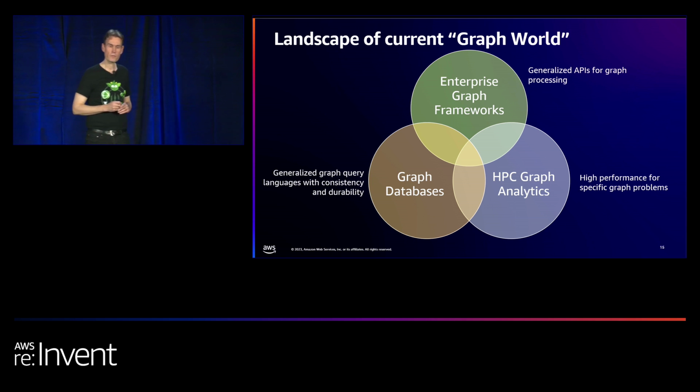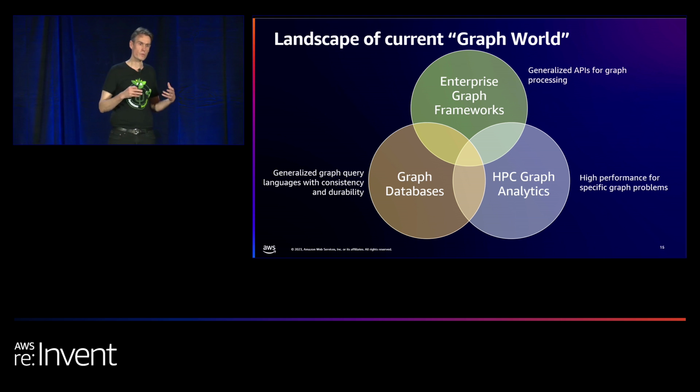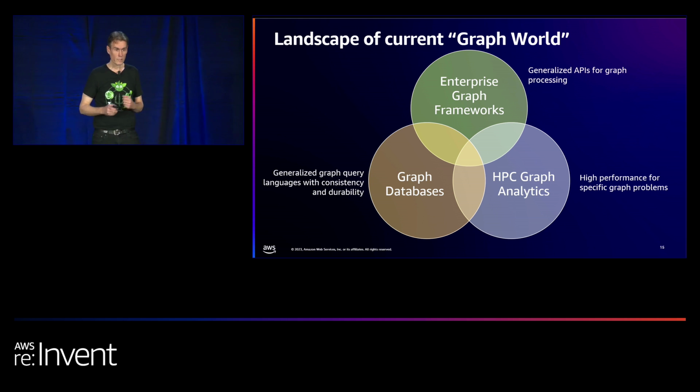On the other hand, you have graph databases. Graph databases give you good general-purpose graph processing. They're very usable by supporting purpose-built graph query languages. And they provide you database properties like high availability and durability. But that can come at a certain cost for different kinds of graph operations.